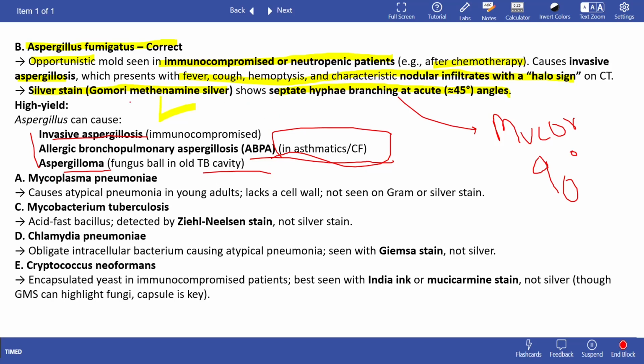This organism is identified by silver stain. Mycoplasma pneumonia is not identified on Gram or silver stain. Tuberculosis is identified by Ziehl-Neelsen stain. Chlamydia is seen with Giemsa stain, as we studied before. And Cryptococcus is seen with India ink and mucicarmine stain.